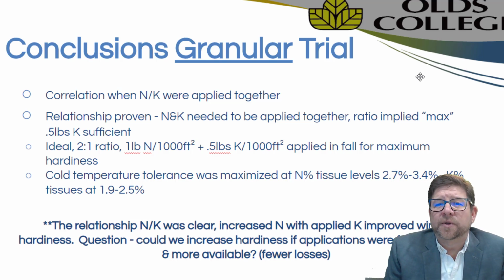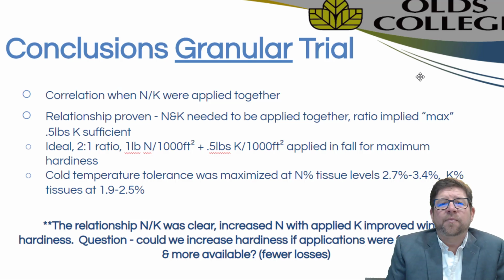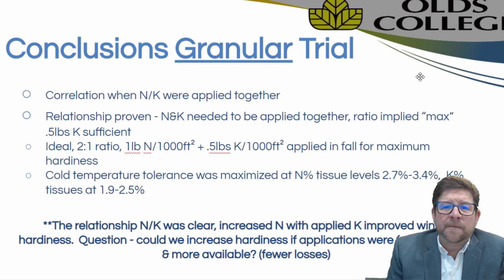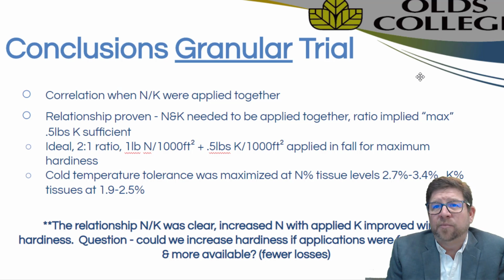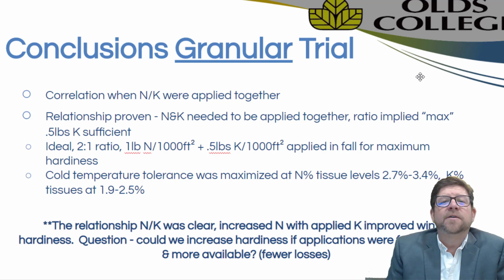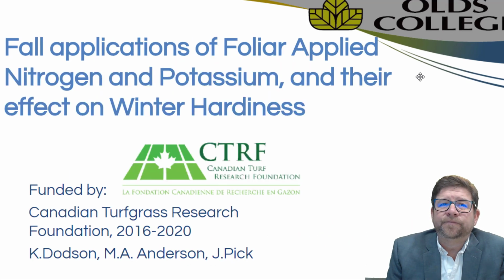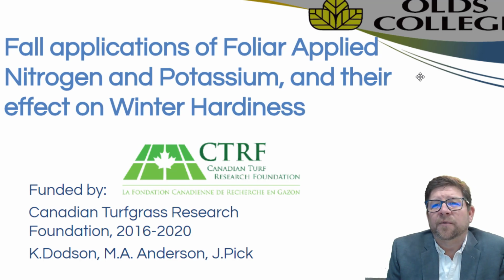So cold temperature tolerance was also maximized at nitrogen tissue levels of 0.2 to 3%, and potassium tissue levels went from 1.9 to 2.5. So there was a relationship that we discovered in this first granular study, but it did raise a question: could we increase the tissue content in the plant of that N and K to increase fall hardiness by using foliar treatments? So of course this prompted the next stage of the study, which we just completed at the Research Foundation: fall applications of foliar applied nitrogen and potassium and their effect on winter hardiness.